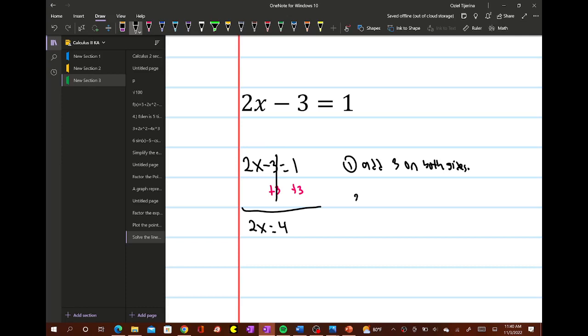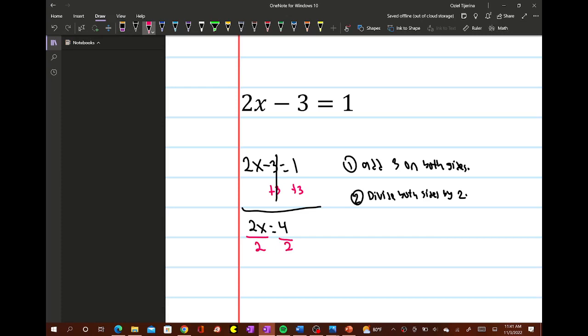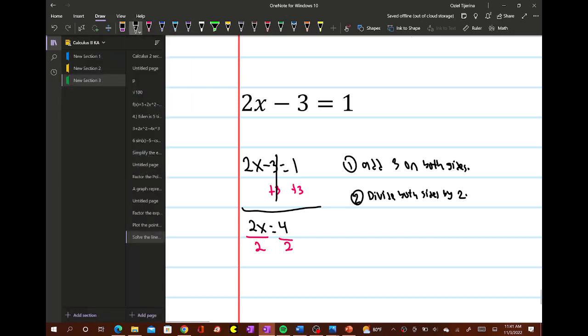And then the last thing you're going to do is divide both sides by 2 to get x by itself, right? So you get x is equal to 2. The idea here is that we have to get x by itself. We have to solve for x, right?